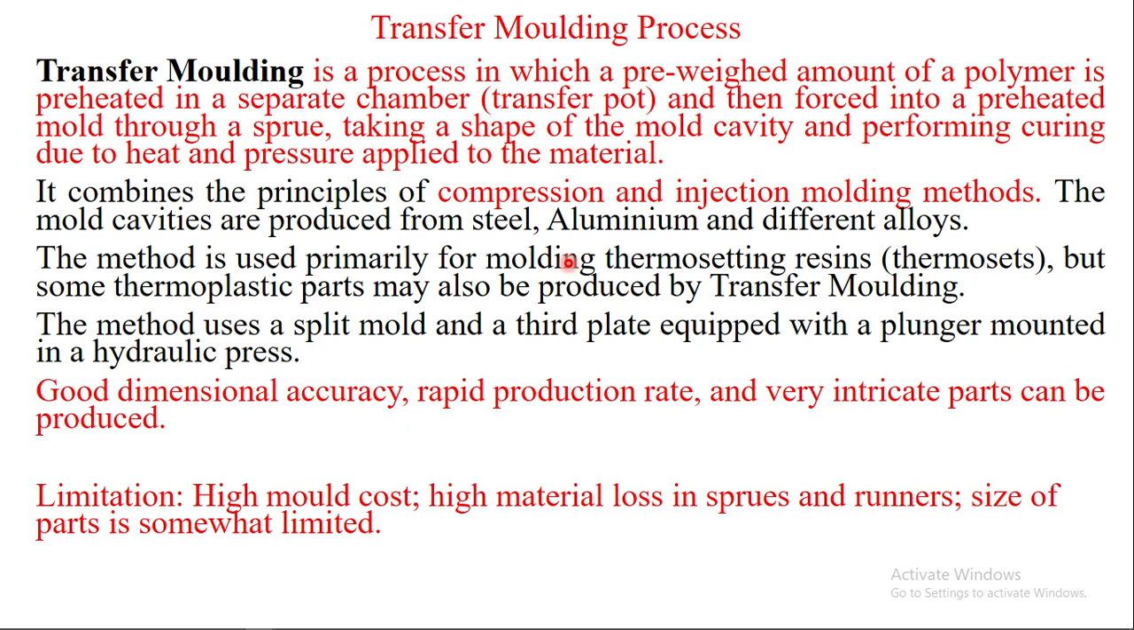The method uses a split mold and a circular chamber with a plunger mounted in a hydraulic press. Good dimensional accuracy, rapid production rate, and very intricate parts can be produced. These are some advantages of the transfer molding process. Some disadvantages are high mold cost. The mold and transfer machines are very expensive. There is high material loss in sprues.